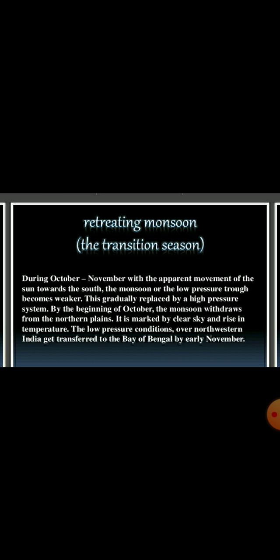The temperature increases during this transition period, and this oppressive heat during the daytime and coolness during the night is known as October heat. It is very important for removing the moisture from the grains, especially the Kharif crop. Sorry, Rabi crops.